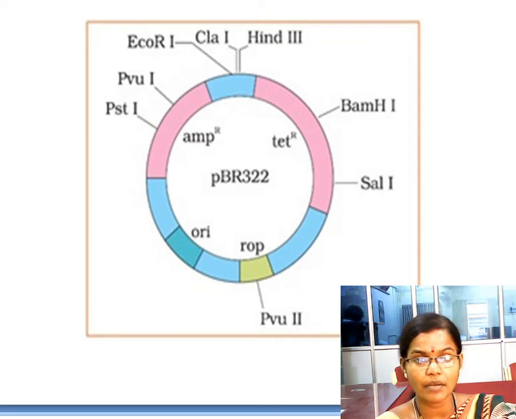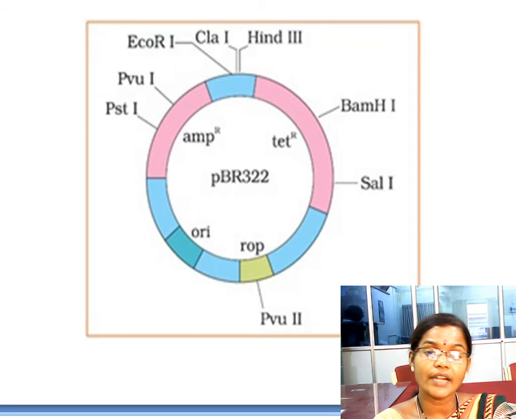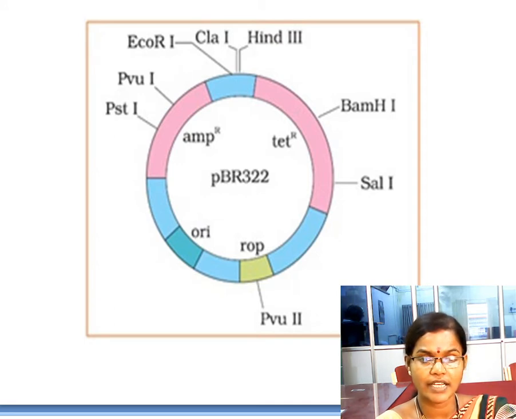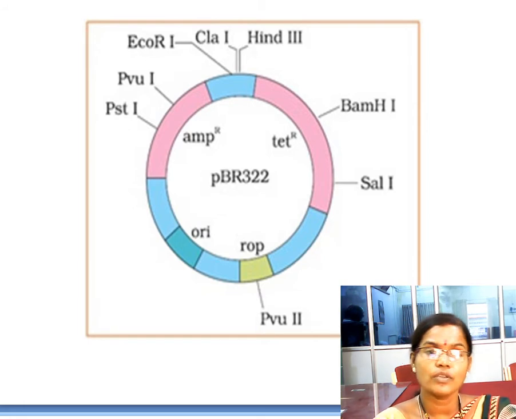So foreign DNA joining here becomes recombinant DNA. That recombinant DNA is multiplied, as usual, like how normal DNA undergoes the replication process. It is the origin of replication site that helps in the multiplication, the self-replication, of the plasmid.